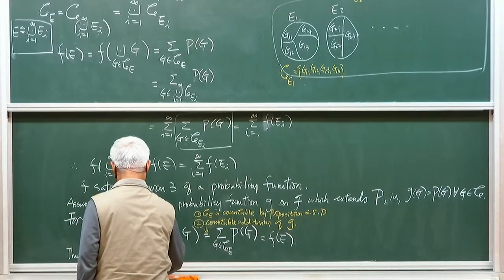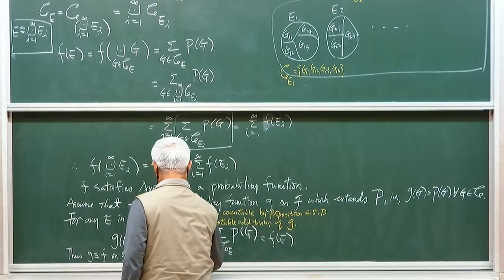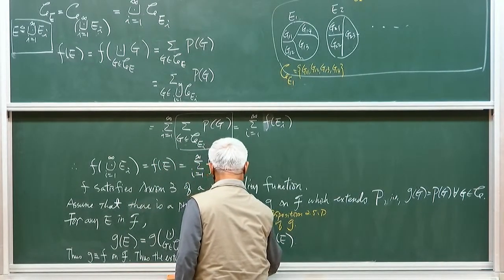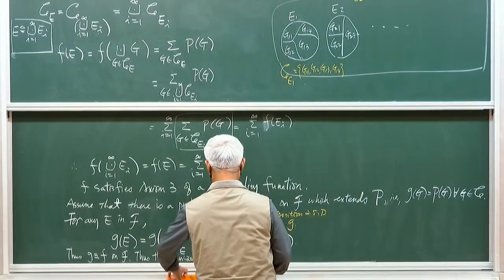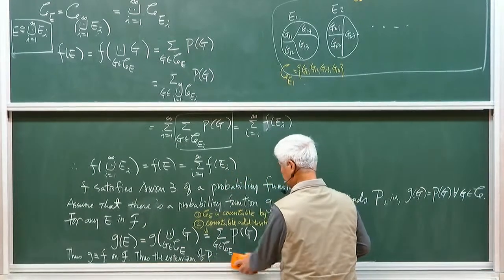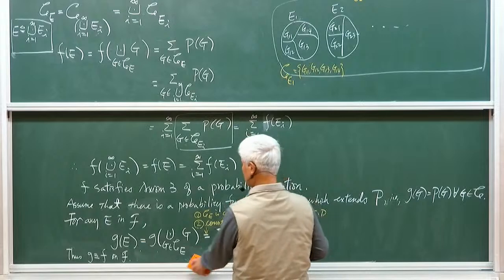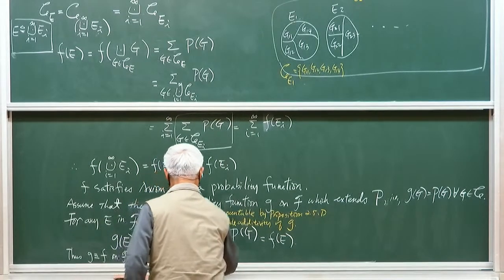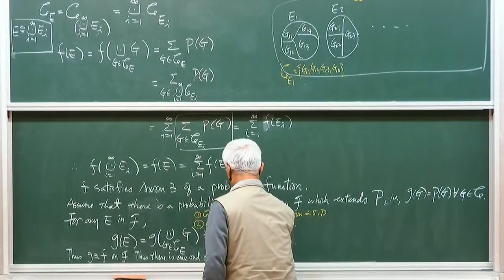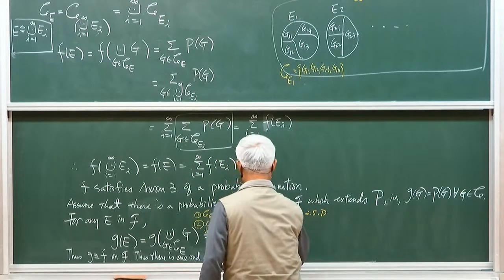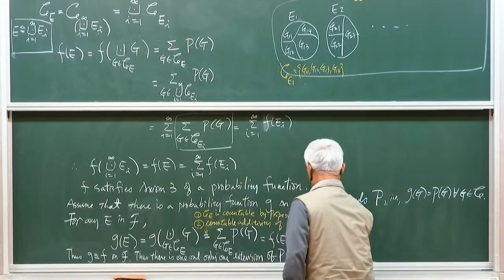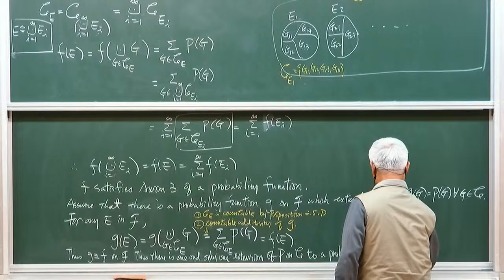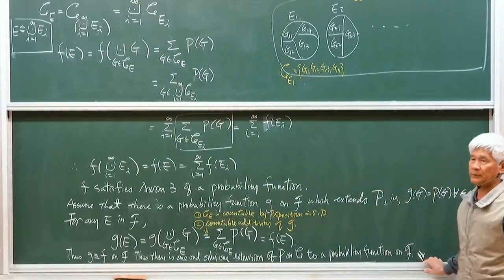So the conclusion is that there is one and only one extension of P on C to a probability function on F. Okay, so this is the complete proof.